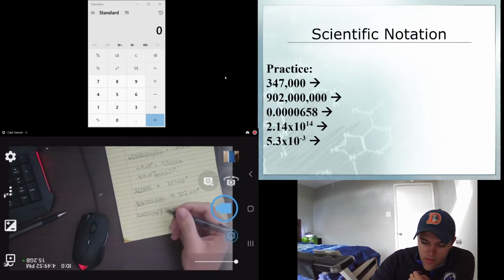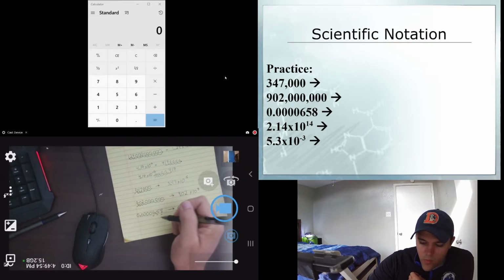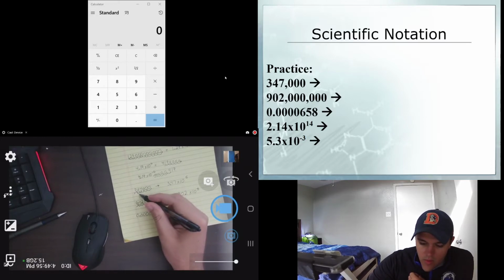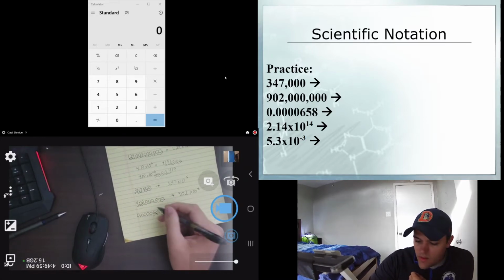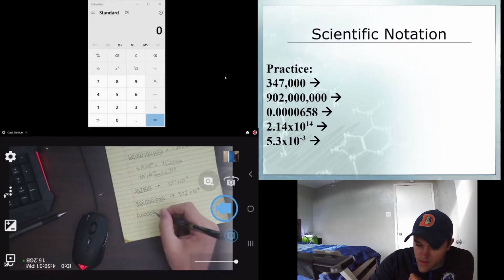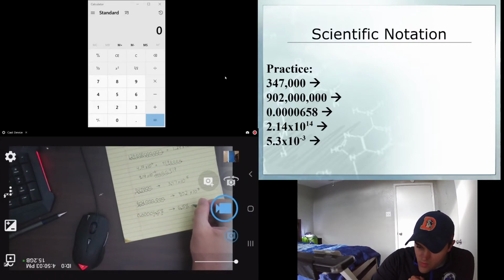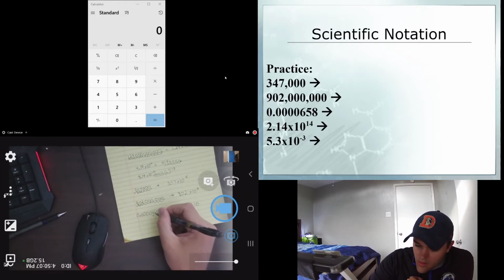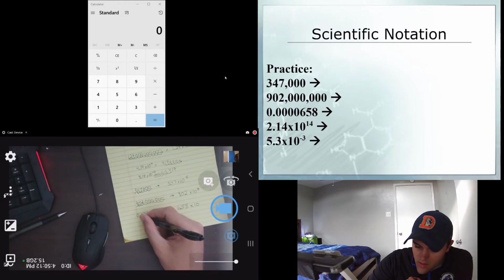Now this one, see these other two, when we moved from where we put it to where it should be, we were jumping to the right. On this one, we've got to go back to the left. So we count them up. This is times 10 to the something power. We count them up. We go 1, 2, 3, 4, 5.